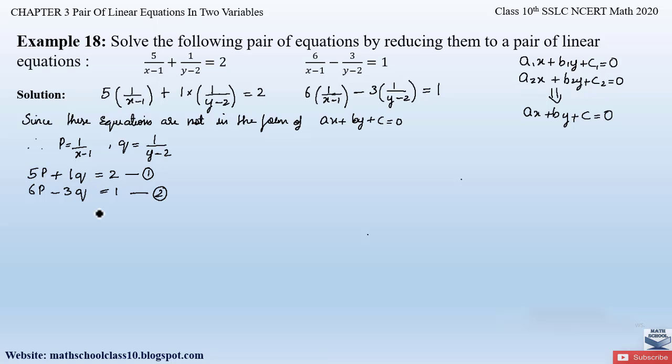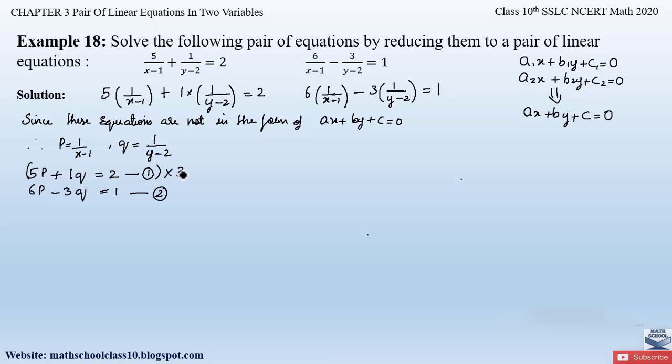Now let us apply the elimination method here to find the solutions. The first step in applying the elimination method is to make sure that the variable we want to eliminate has the same coefficients in both the equations. So here let us try to eliminate the variable q. Therefore we have to make sure that the coefficients are equal. Here we have 1q in equation 1 and in equation 2 we have 3q. So let us multiply equation 1 by 3 so that the coefficient of q becomes equal to 3.